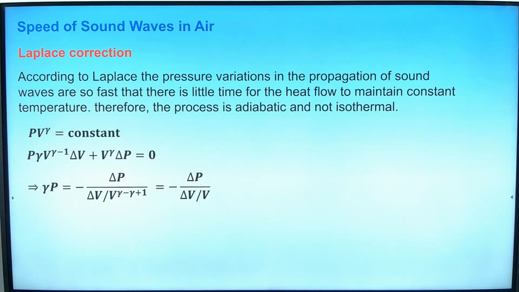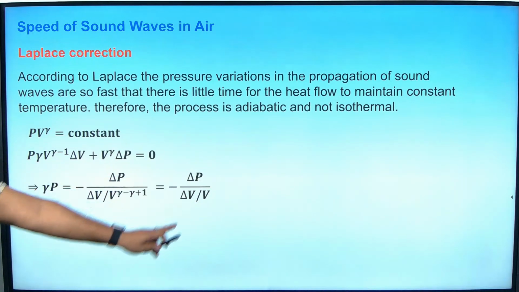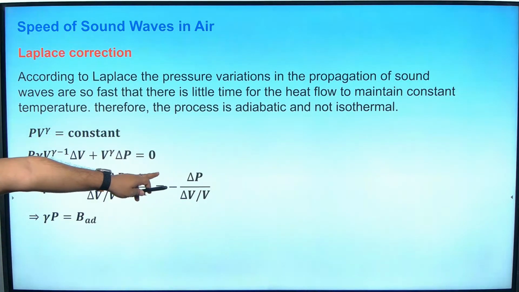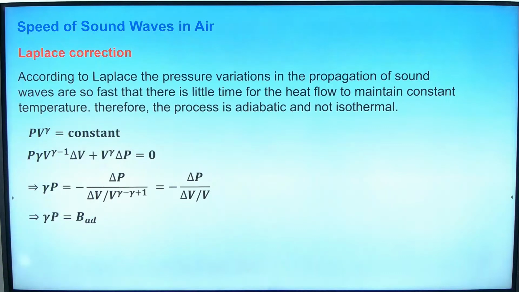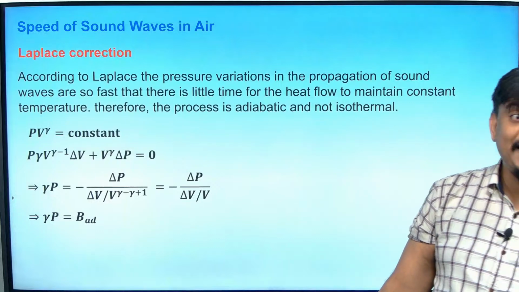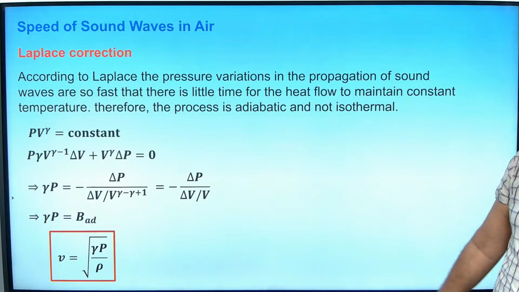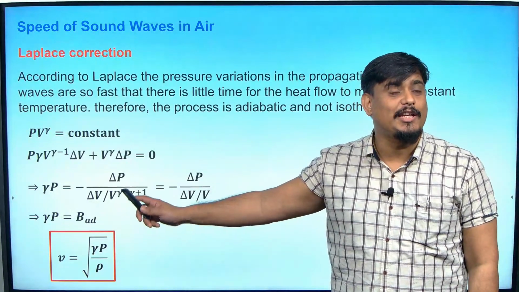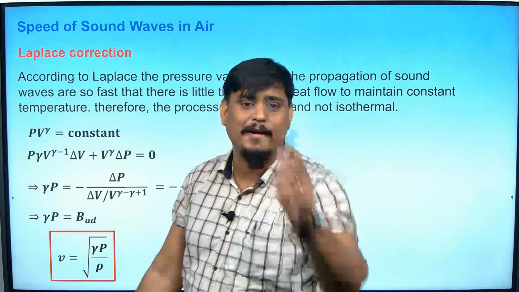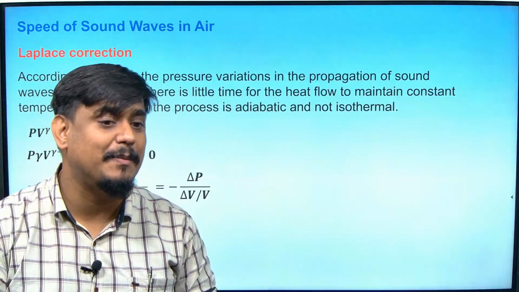Further, if I solve, I am going to get gamma into P, same as what I got in the previous scenario. And now you can see gamma into P will become equal to this B, bulk modulus. It means I should not replace B with P, I should replace B with gamma into P. Now the new formula, velocity of longitudinal wave with Laplace correction, will become equal to root of gamma P by rho, where gamma is the ratio of Cp by Cv.